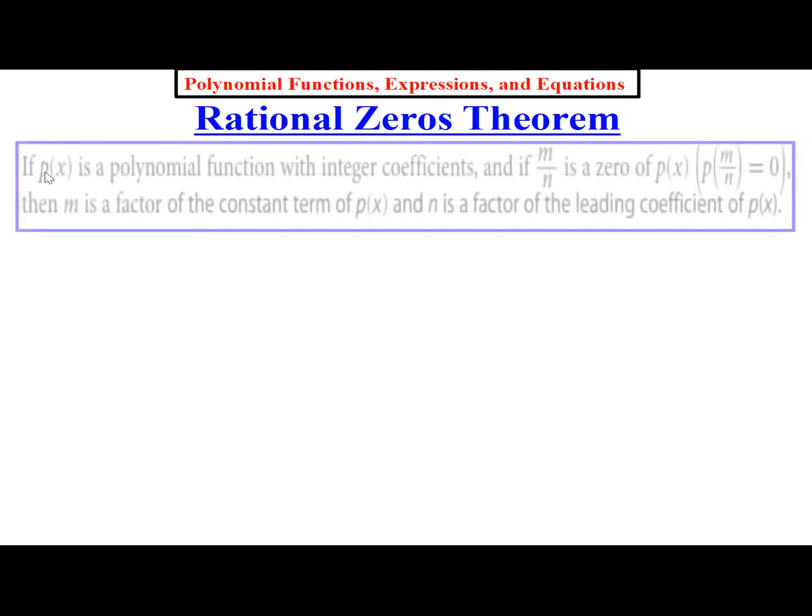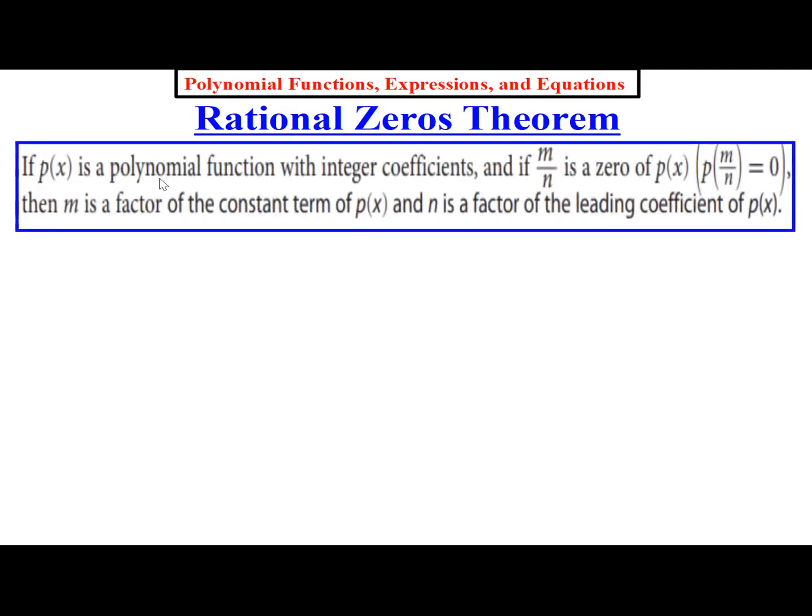What does the rational zeros theorem say? It says if p of x is a polynomial function with integer coefficients, and if m over n is a zero of the polynomial p of x, in parentheses, p of m over n equals 0, then m is a factor of the constant term of the polynomial p of x, and n is a factor of the leading coefficient of the polynomial p of x.